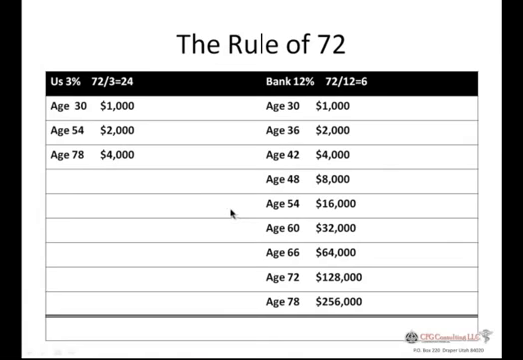So if we look at an example, if we take a 30-year-old who has $1,000 and goes to the bank, and the bank says, okay, for opening up the account, we're going to give you 3%. We then take 3, divide it into 72, and that tells us that every 24 years our money will double. So when we're 54 years old, our account has doubled to $2,000. Another 24 years goes by, we've got $4,000.